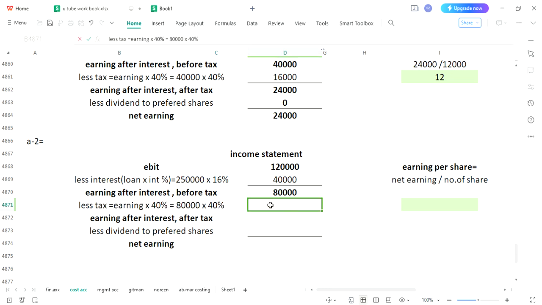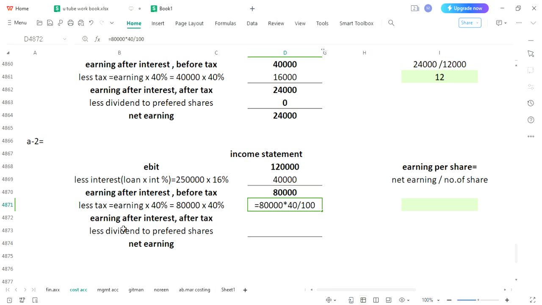How this earning was calculated, as I have told you, you have subtracted interest from EBIT. So you have calculated earning after interest, but it was before tax. This earning is needed to calculate your tax. So over here, let's calculate our tax 80,000 and you need to multiply 40 divided by 100. This way total tax is calculated.